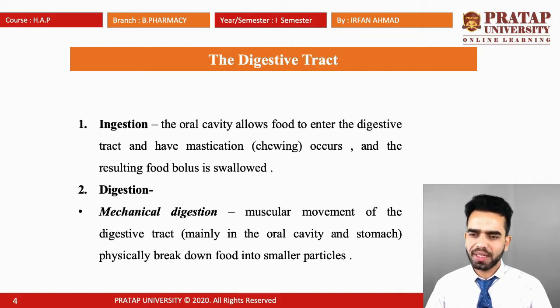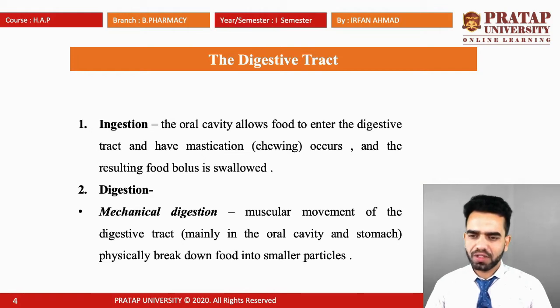The second process is digestion. You can clearly see from here, digestion. Now digestion is also of 2 types. The first one is mechanical digestion, and we will learn about this. So what is mechanical digestion? Mechanical digestion means the digestion which occurs with the help of the muscular movement of the digestive tract.